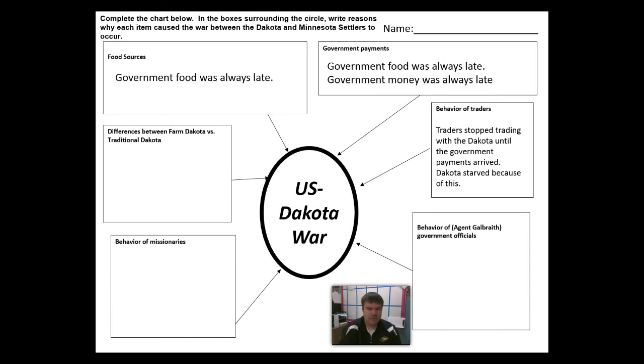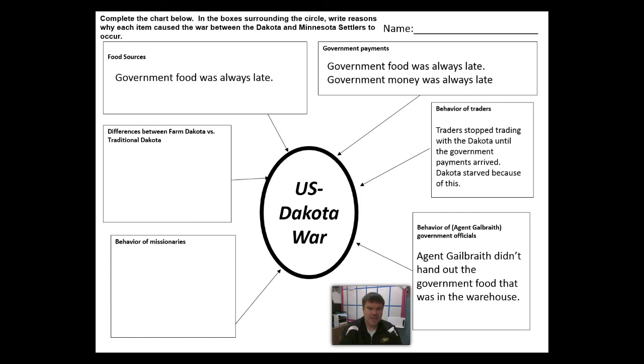And so the Dakota started to have a feeling of mistrust towards the traders. And at one point in 1862, just before this war starts, the traders stopped trading with the Dakota until the government payments arrive. And this causes the Dakota to starve even more. As you might remember from the seminar, one of the traders, Andrew Myrick, told the Dakota that if they were starving they could eat grass. And that was his attitude toward the Dakota. And that certainly didn't help things any.